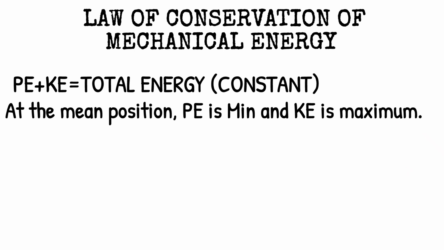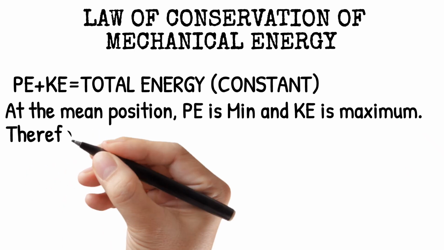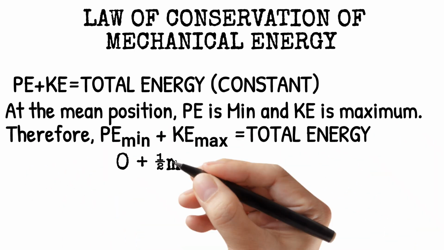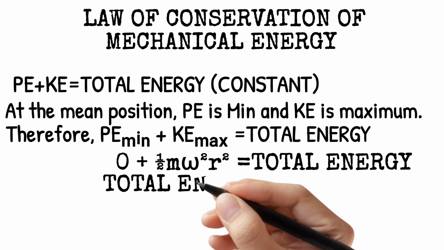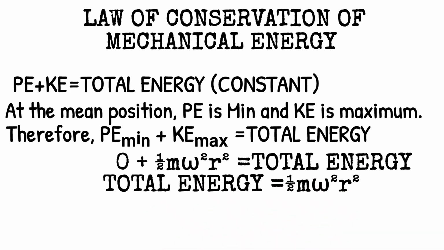And what's minimum potential energy? We said it is 0. What's maximum potential energy? We said it is half m omega square r square. So when you add them up, it is half m omega square r square. So this is the total mechanical energy at that position. And from our law of conservation of mechanical energy, this value will remain constant throughout the motion. Whether it leaves the mean position to the extreme or any other point, it will remain constant.